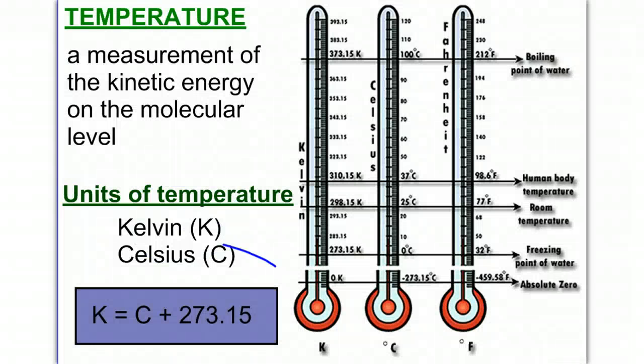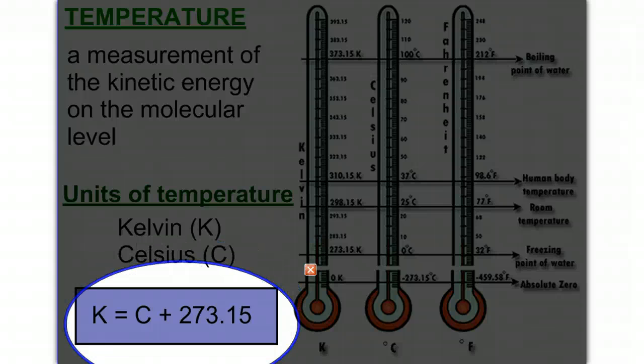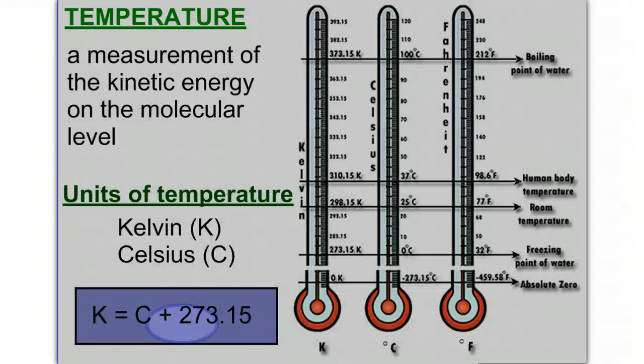The conversion to get between Kelvin and Celsius is take Celsius, add 273.15, and that'll be what changes it to Kelvin. If we want to solve for Celsius, we'll take Kelvin minus 273.15.